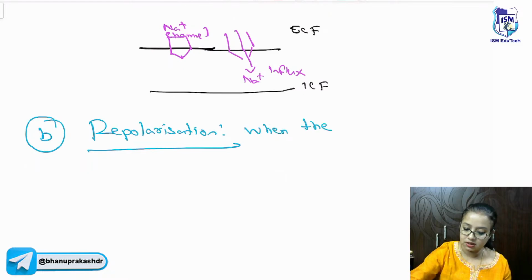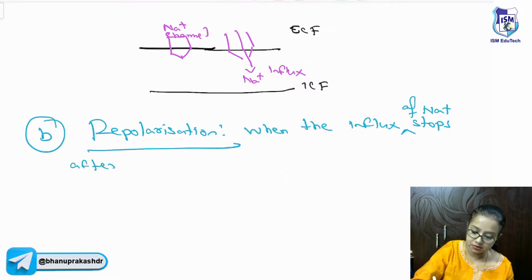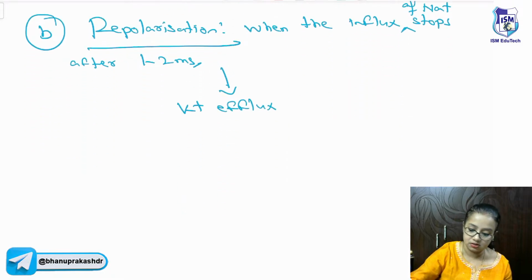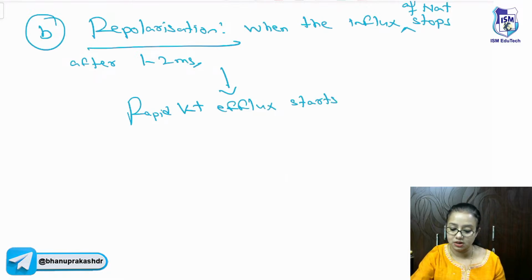When the influx stops. Influx of what? Influx of sodium stops after 1 to 2 milliseconds. Then potassium efflux, rapid potassium efflux starts in the repolarization phase.